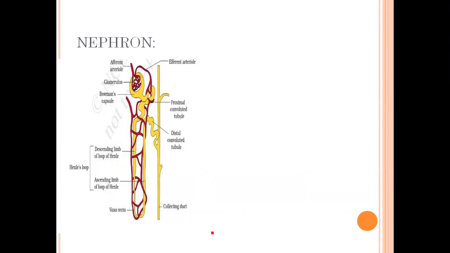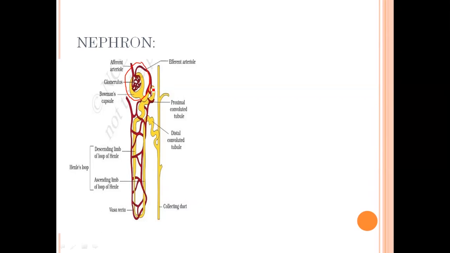Kidney comprises thousands of tubular structures which are called nephrons. These nephrons form the structural and the functional units of kidneys. Each nephron can be divided into various parts. Major parts are the Malpighian body. This is the Malpighian body, which comprises the Bowman's capsule and the glomerulus.